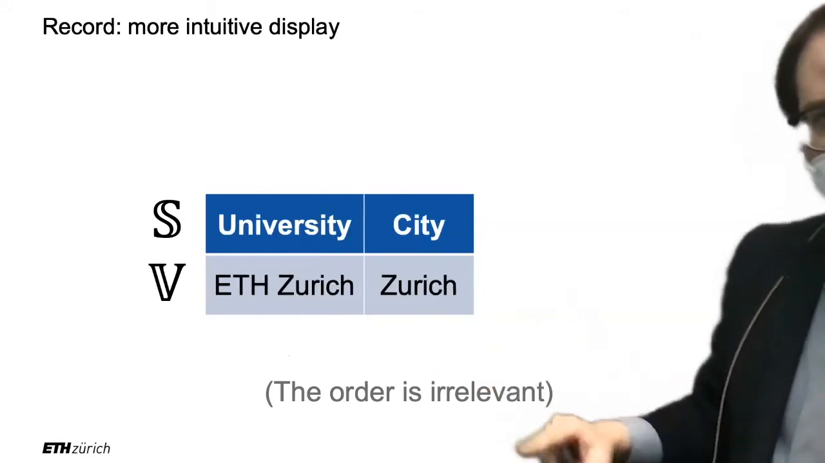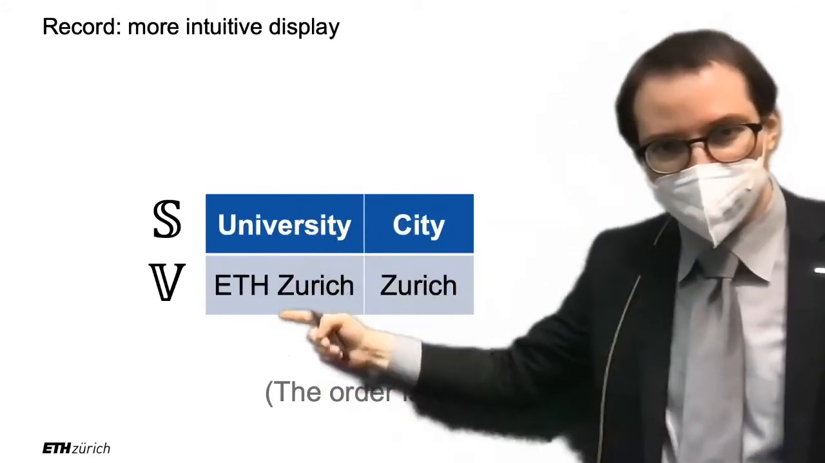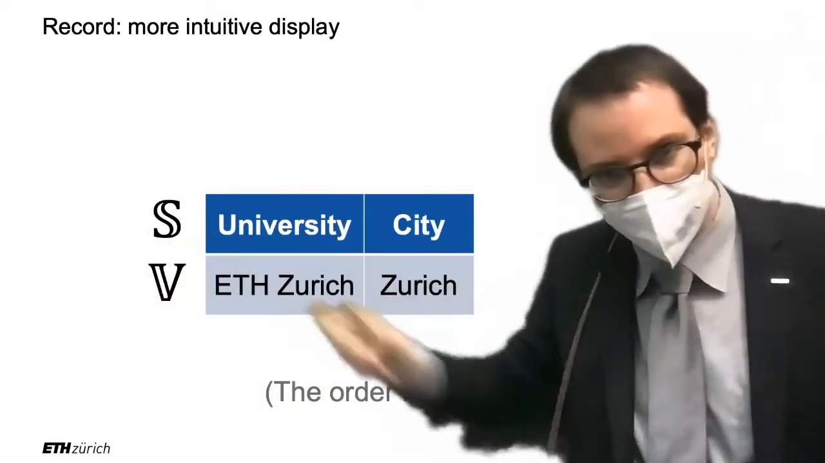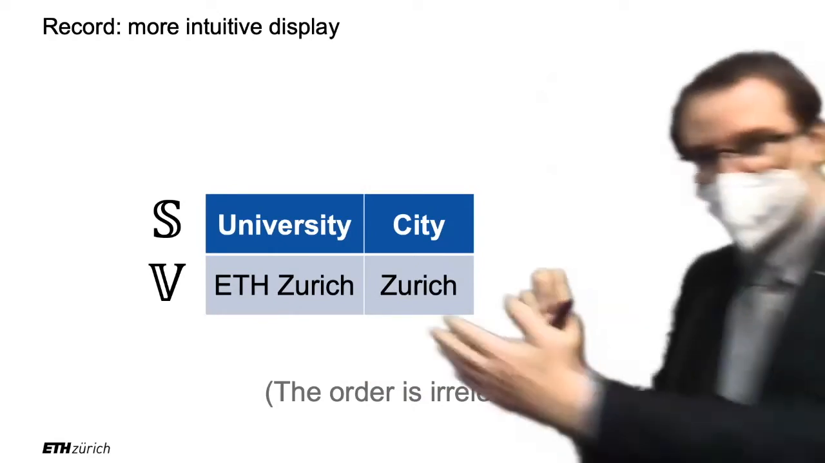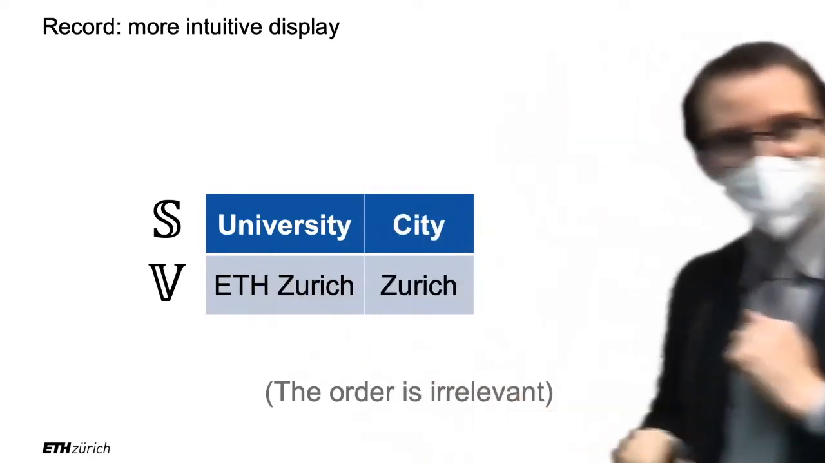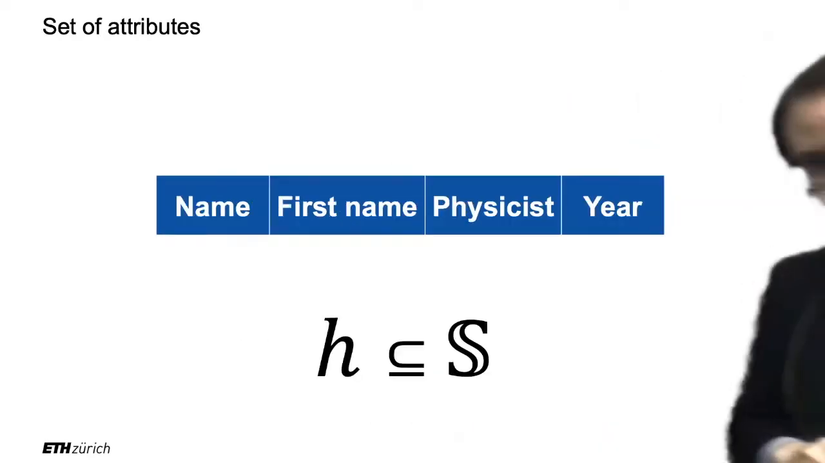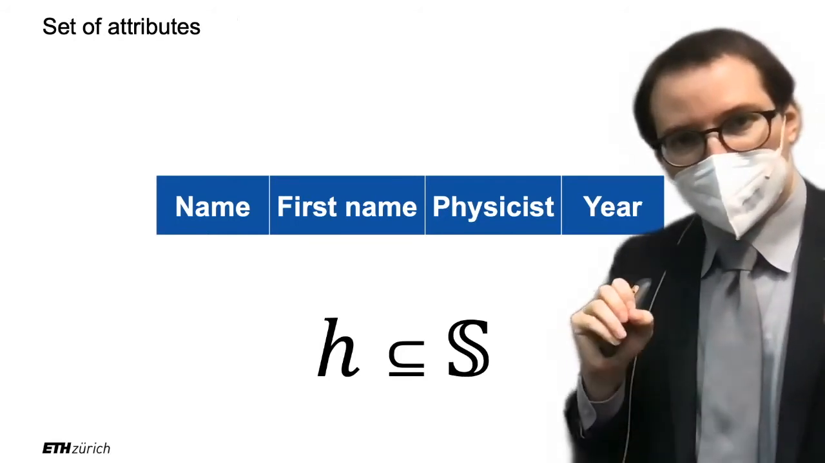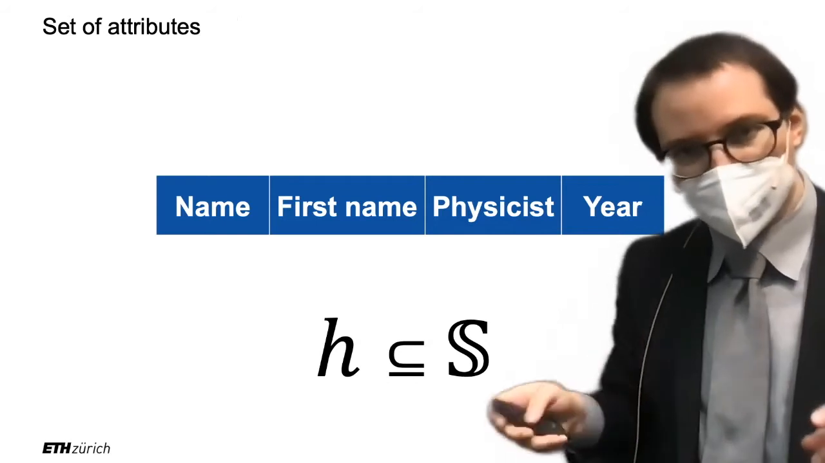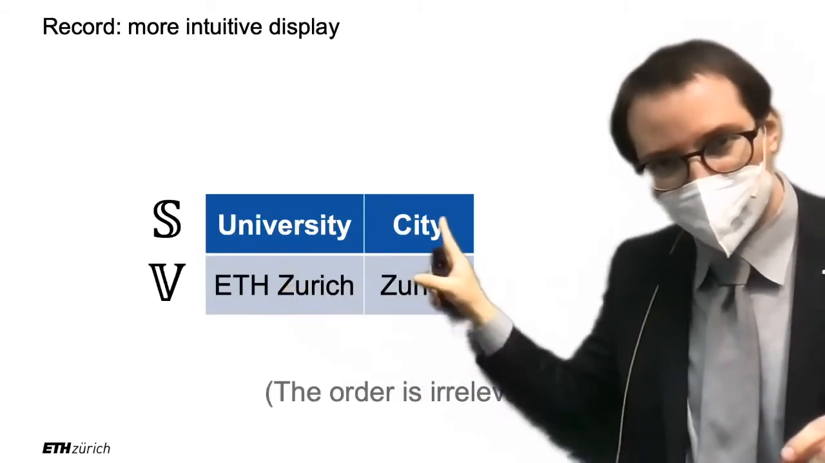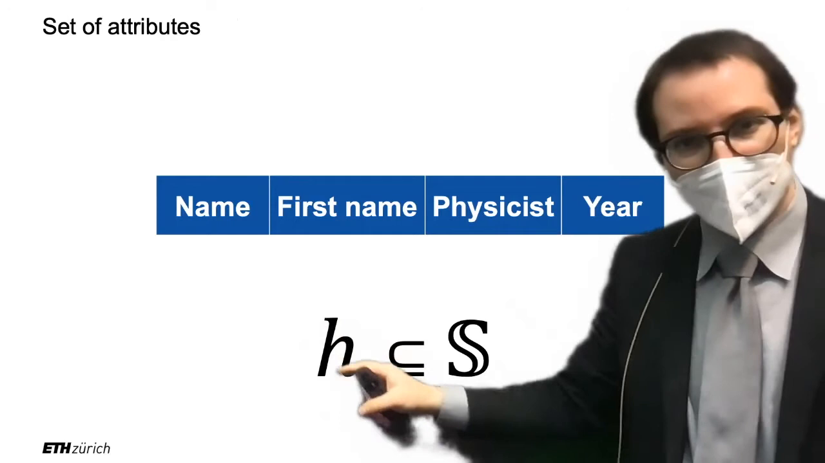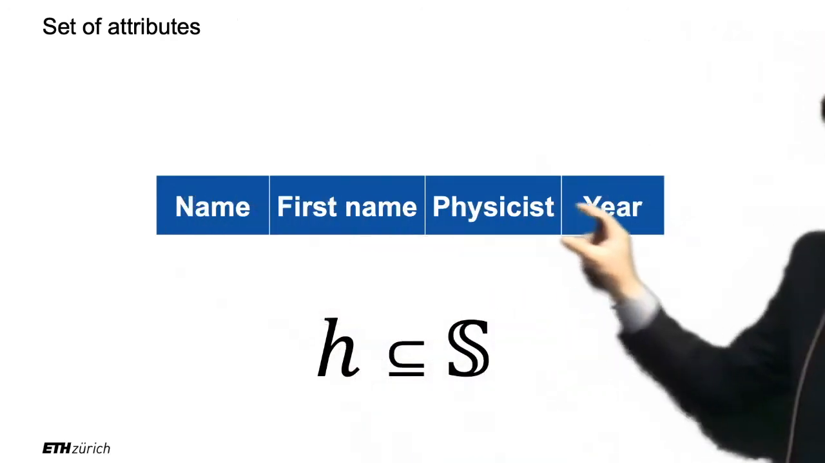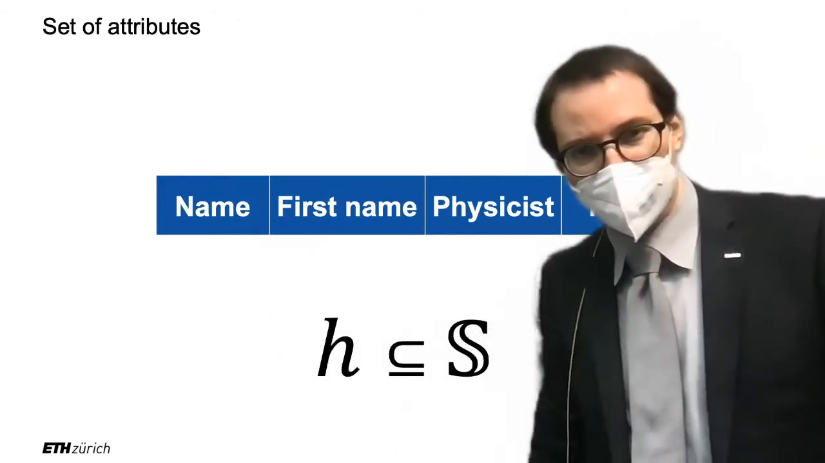This here is an example of a map. Now, university is ETH Zurich and city is Zurich. This is a map, mapping strings to values. And again, the order is irrelevant. If I swap and have the city first, the university next, that's fine too. Okay, so my headers, the headers that correspond to a specific map, let's call it H, it's a subset of the set of strings. So this here is a set of attributes. It's a set of 4 attributes, a set of 4 strings.